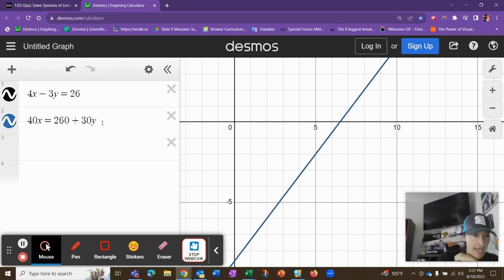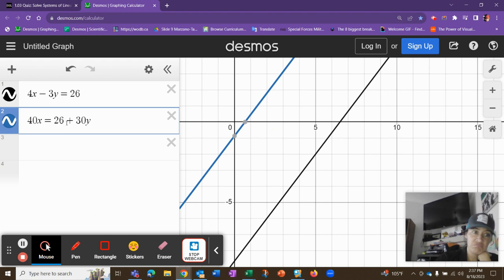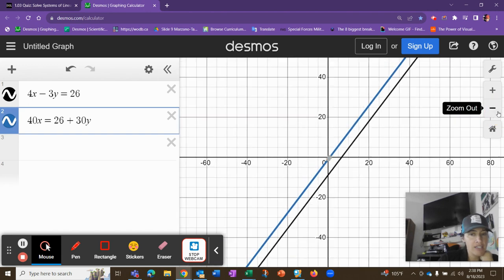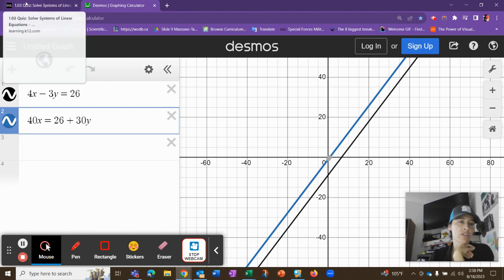So what about no solutions? Here we go. This one has no solutions. Between the blue and the black, they will never intersect. They are parallel. Okay, so they are parallel lines and they have no solution. No solution, no solution, no solution. All right, sorry about that.